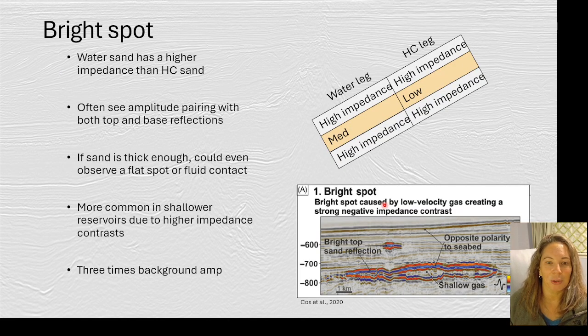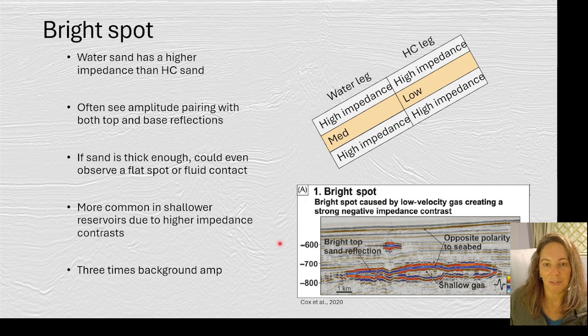So just to go through these in more detail because they're so important, this is a case of a bright spot. I've already mentioned a lot of this. When I was at Chevron, one of our rules of thumb was that to even start to call it a bright spot, at least in the Gulf of Mexico, Miocene shelf area, we wanted that amplitude to be 3 times the background amplitude. That's something we always used as a rule of thumb.